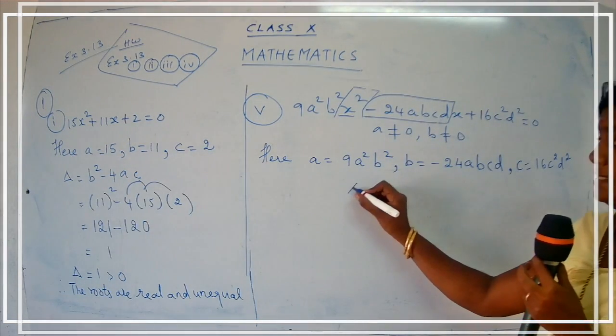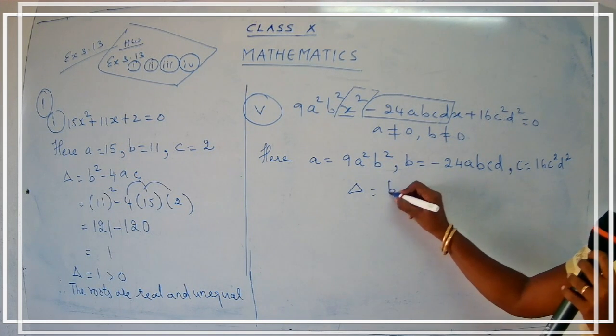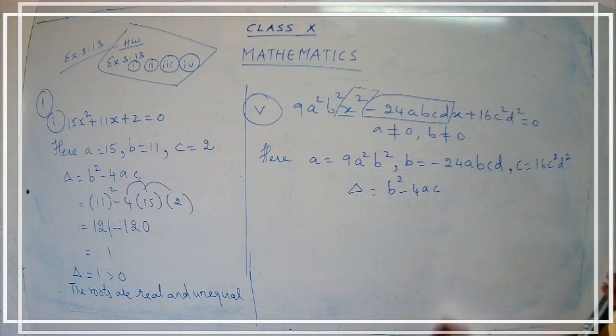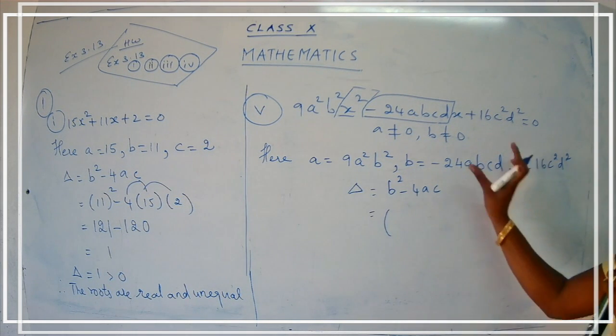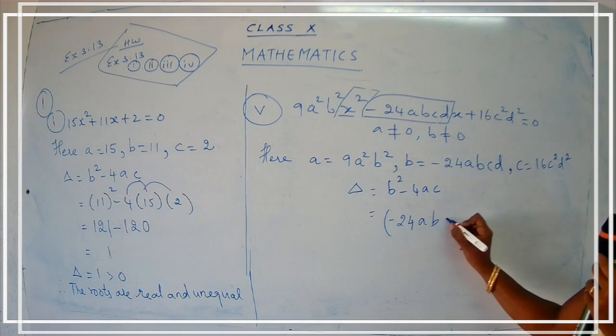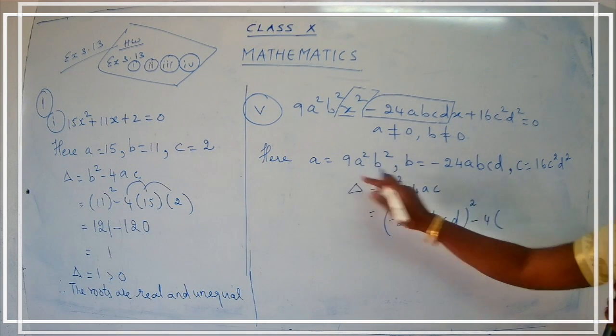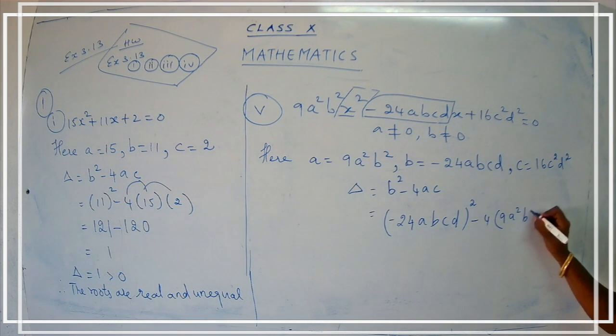Let's write down delta. Always write the formula. We have marks for the formula. Delta is equal to b square minus 4ac. Simple. Let's go on substituting the values. For b, I have to write the whole thing: minus 24abcd whole square, minus 4 into a, which is 9a square b square, into c, which is 16c square d square. So I have just substituted the values. Now let's simplify and get the answer.